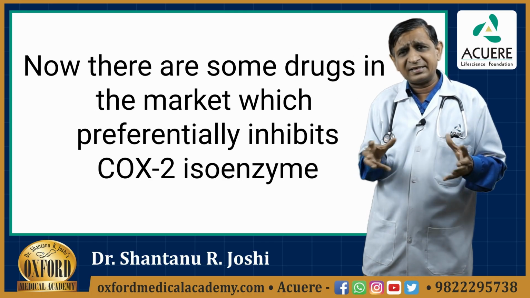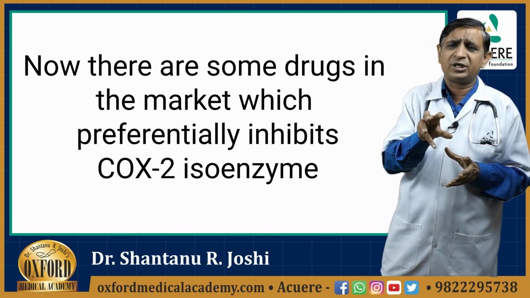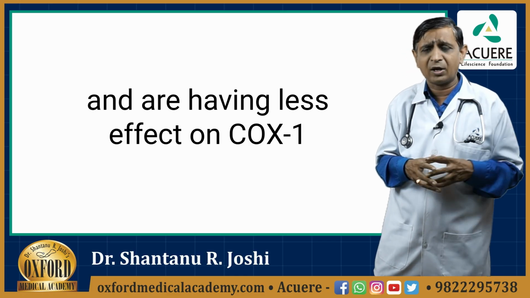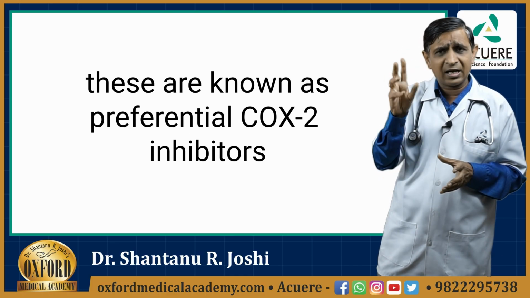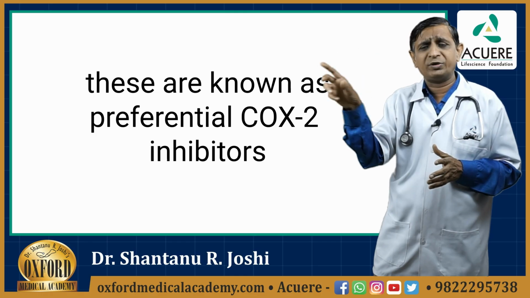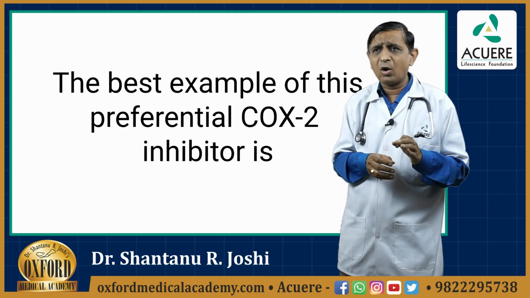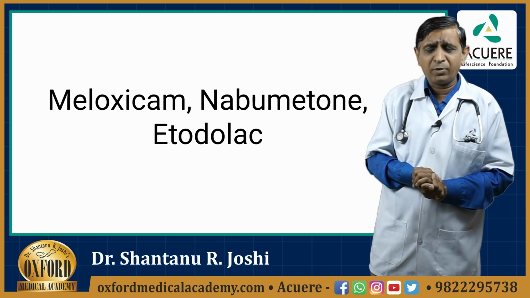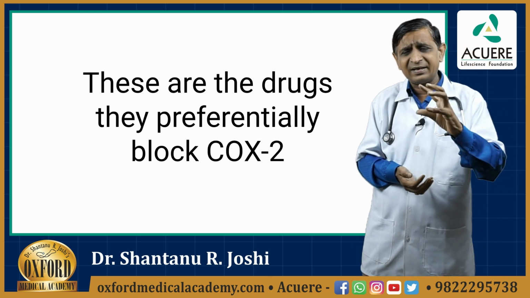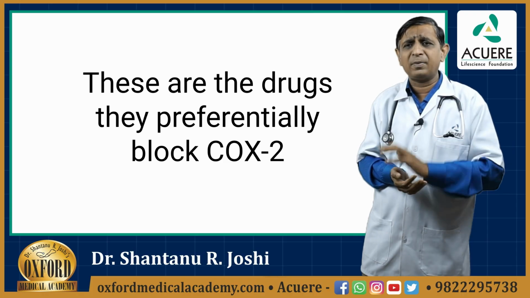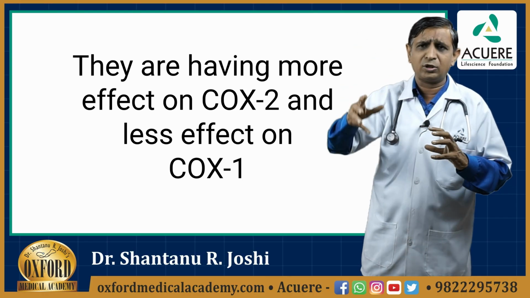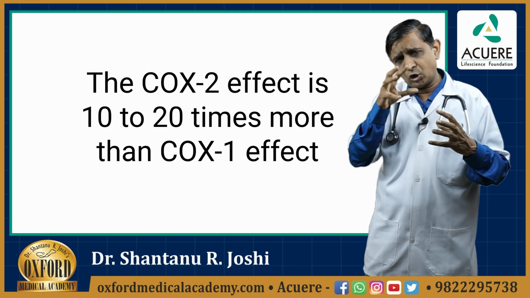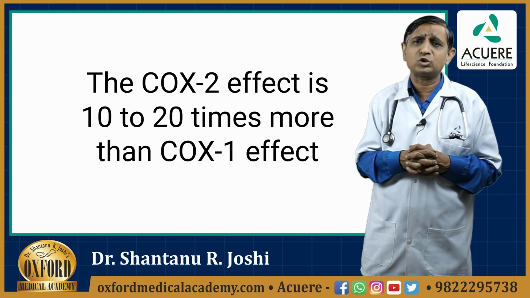Now, there are some drugs in the market which preferentially inhibit the COX-2 isoenzyme and have less effect on COX-1. These are known as preferential COX-2 inhibitors. The best examples of preferential COX-2 inhibitors are meloxicam, nabumetone, etodolac. These drugs preferentially block COX-2. They have more effect on COX-2 and less effect on COX-1. The COX-2 effect is 10 to 20 times more than the COX-1 effect.